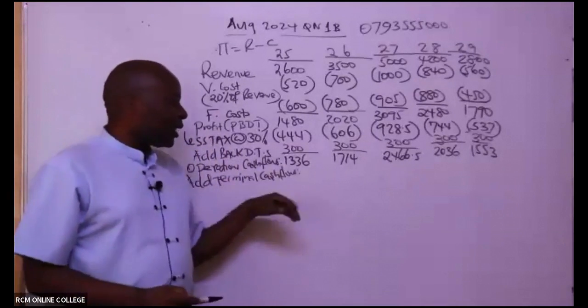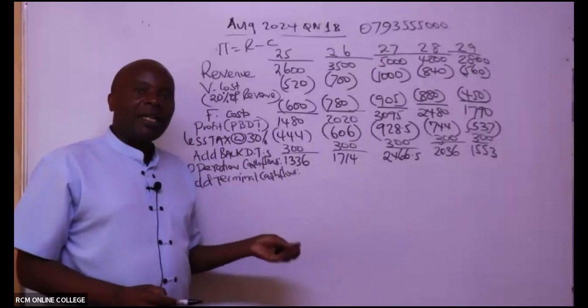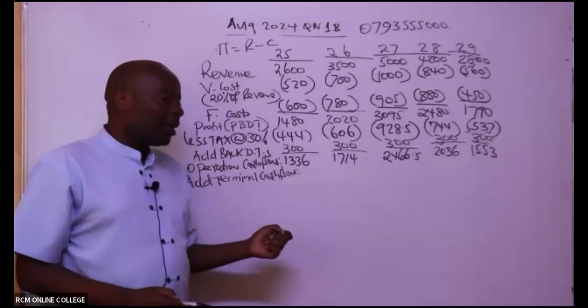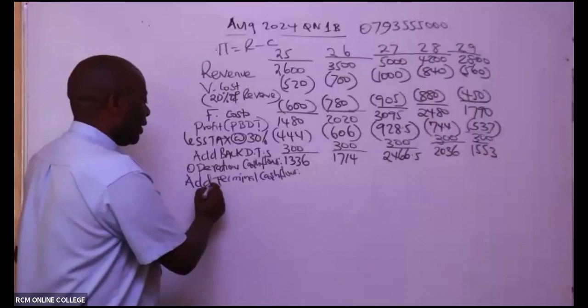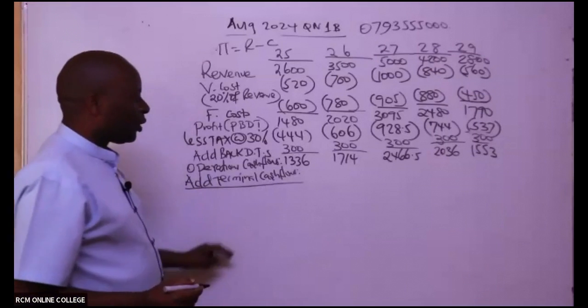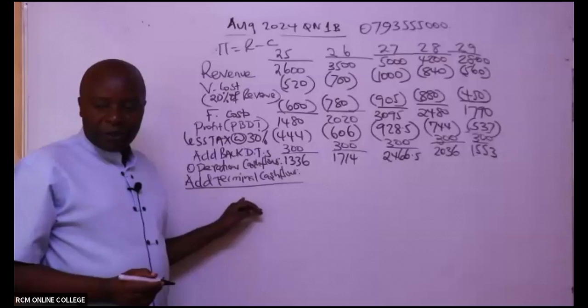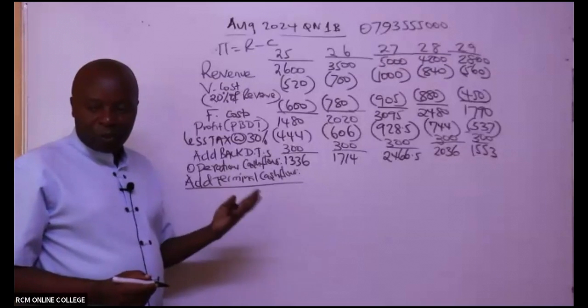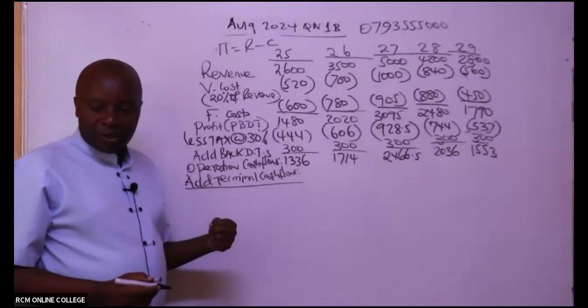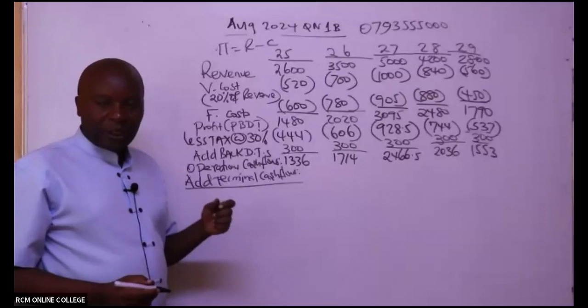But remember, projects, not people, projects must die. And when they die, of course, that is termination. Then we expect to get two things. When this project comes to an end, we expect to receive two things, their cash inflows. What and what?